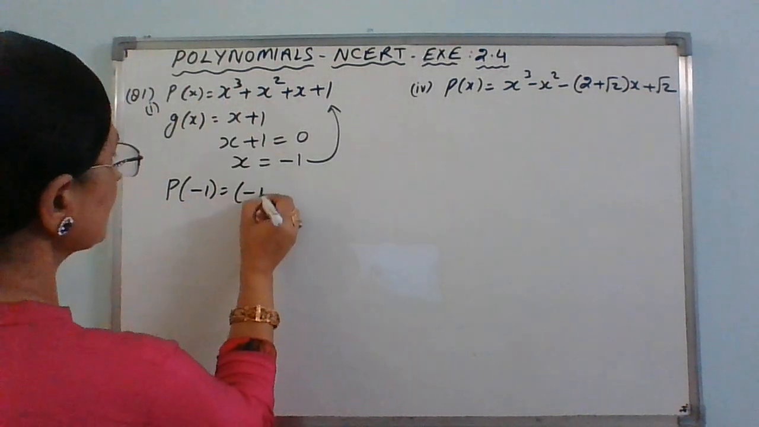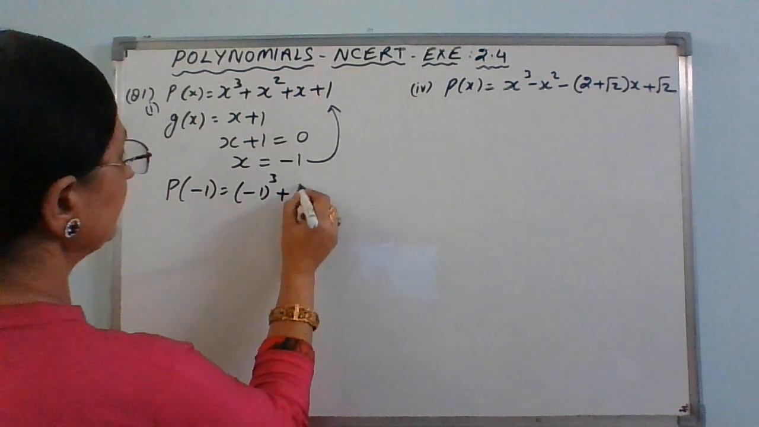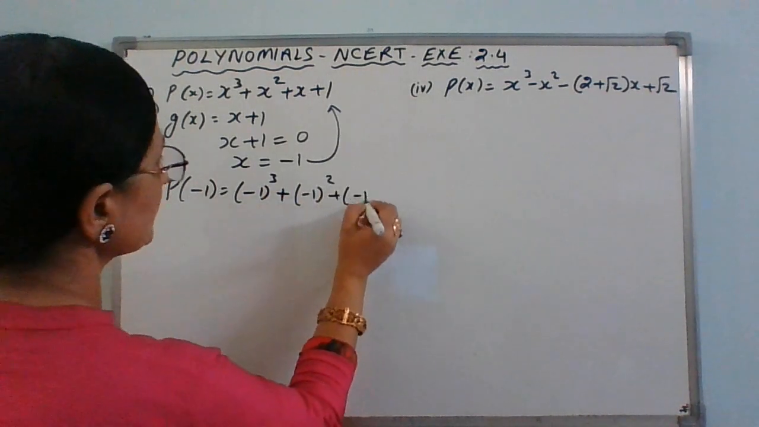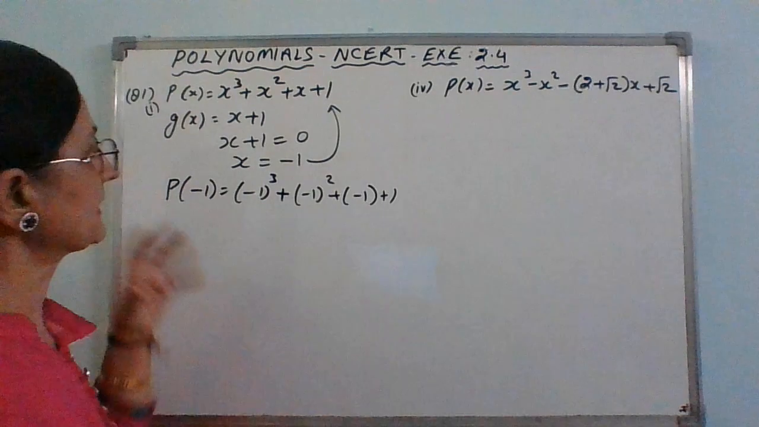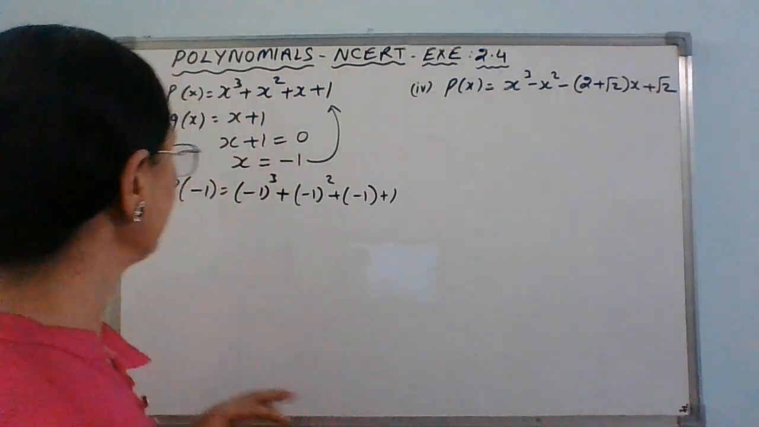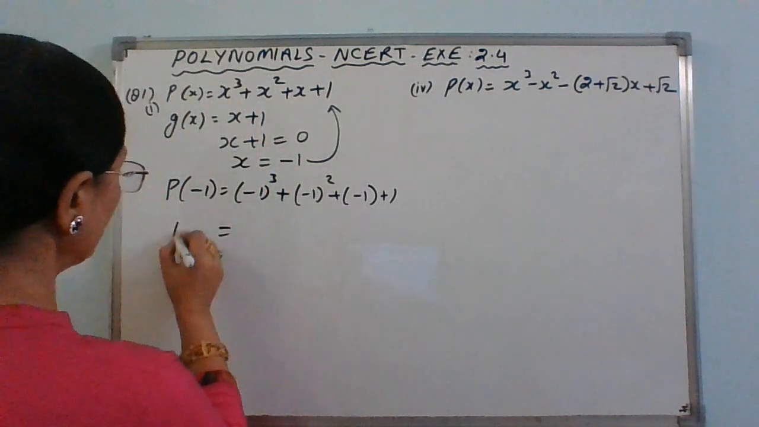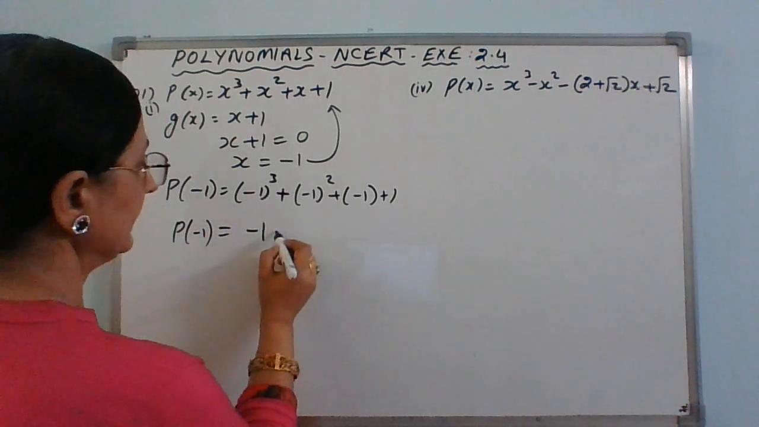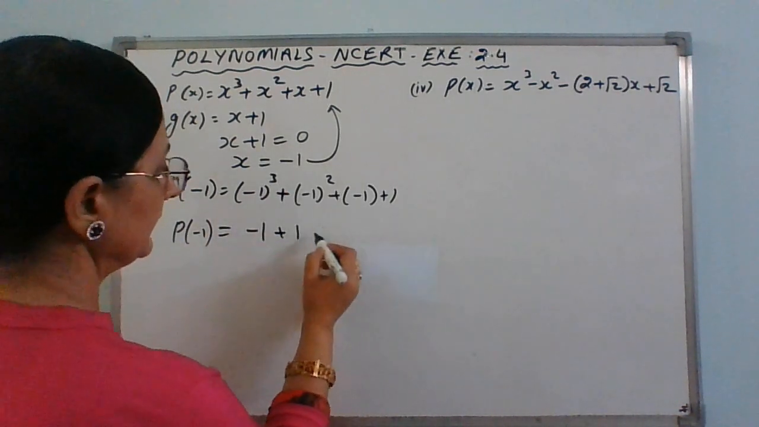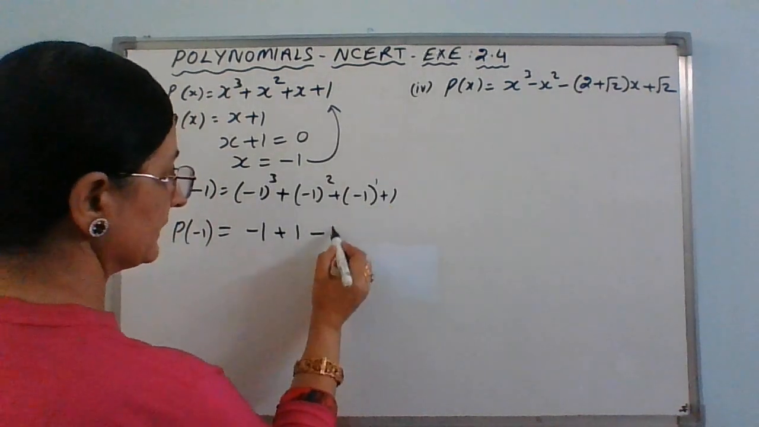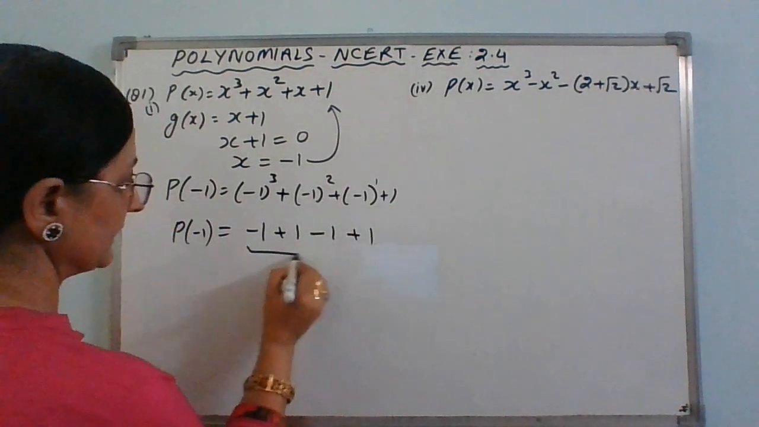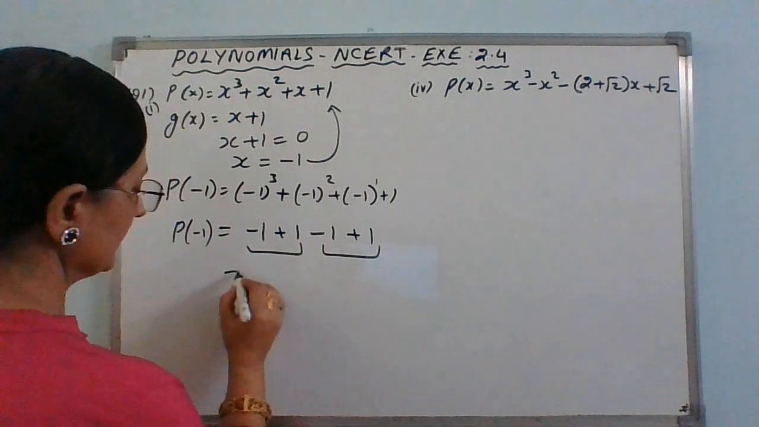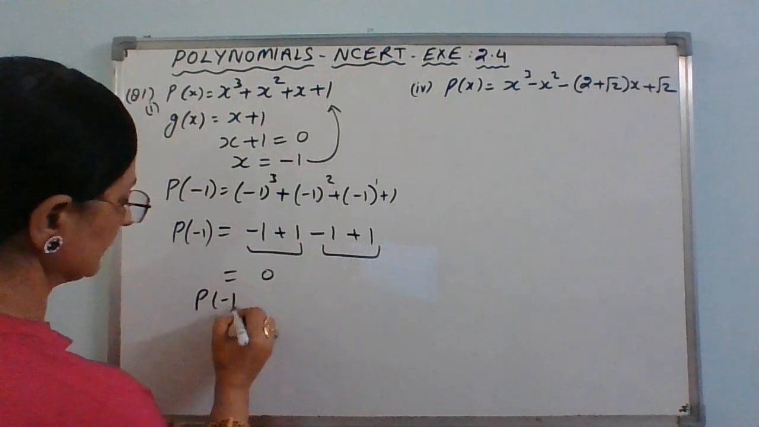So here it's (-1) to the power 3, then (-1) squared, plus (-1), and +1. Wherever there is x, we substitute -1 for checking. Now let us check what the answer is. -1 to an odd power remains -1, to an even power it's +1. So we get +1 -1 = 0, -1 +1 = 0. The final answer is 0, which means p(-1) is 0.